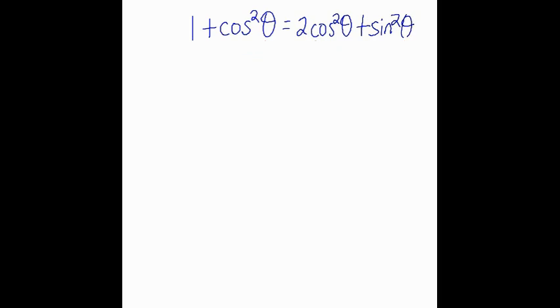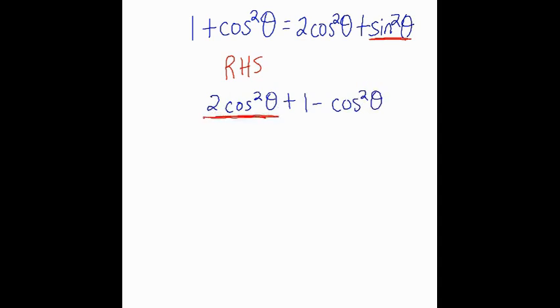What I'm going to do is start with the right-hand side. And I'm going to take this sine squared theta and substitute in our Pythagorean identity. That'd be 1 minus cosine squared theta. So it's going to be 2 cosine squared theta plus 1 cosine squared theta. And then if we can look past it for a second, we have 2 of something minus 1 of that same something. So this would just end up giving me cosine squared theta plus 1.